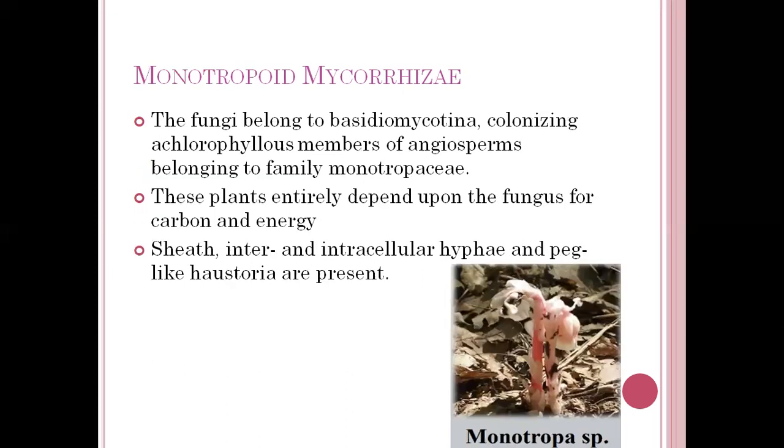The third type of mycorrhiza is monotropoid mycorrhiza. This fungus belongs to the Basidiomycotina, which colonizes achlorophyllous members of angiosperms belonging to the family Monotropaceae. These plants entirely depend upon the fungus for carbon and energy, and there is a sheath, inter- and intracellular hyphae, and peg-like haustoria are present.